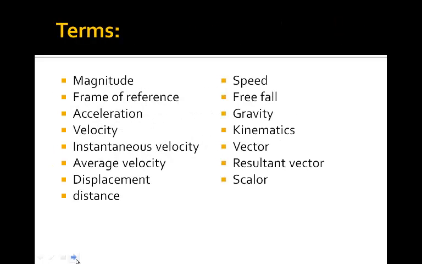These are the terms that we're going to cover, and I would just write them down in your notes, so that as you get ready to study for your test, you can go back to these terms and go through one at a time and say, yep, I know that one, and I know that one, and so forth, and use it as part of your review. So the terms are magnitude, frame of reference, acceleration, velocity, instantaneous velocity, average velocity, displacement, distance, speed, free fall, gravity, kinematics, vector, resultant vector, and scalar.